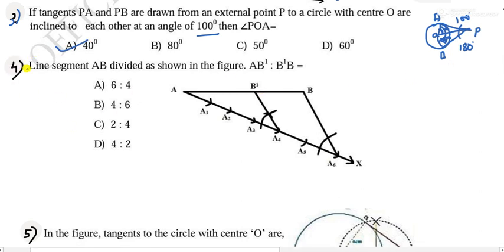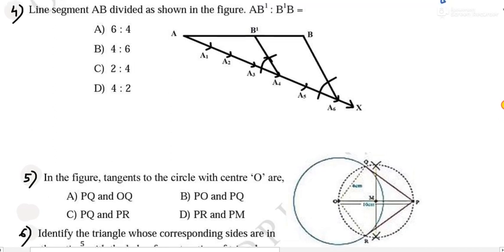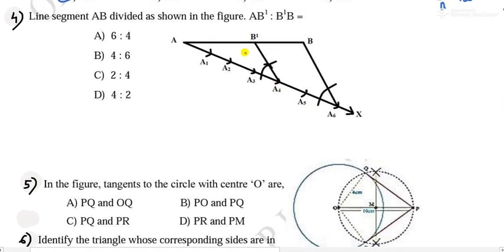Next is question number 4. This is how they will ask the question based on construction. Line segment AB is divided as shown in the figure. AB' is to B'B. This one. AB' is to B'B is how much? So this is a line, right? As I said, this total is how much? 6. So the sum of the ratio should be equal to 6. Remember that.